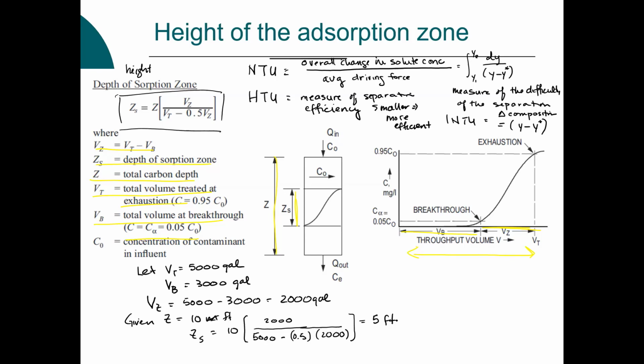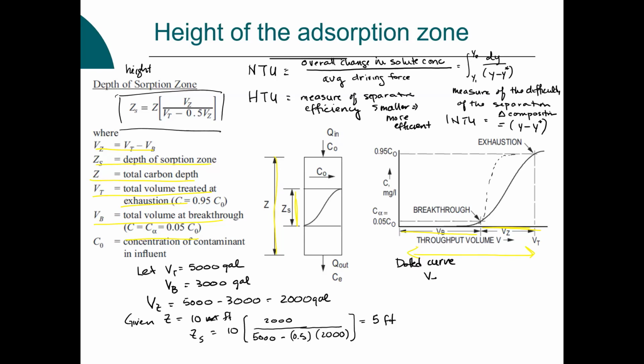Now, let's look at a different carbon. And this carbon has what we would refer to as a sharp breakthrough. So this is the same, but what we see here is a very sharp breakthrough. Once we hit breakthrough, there isn't much volume treated before exhaustion.